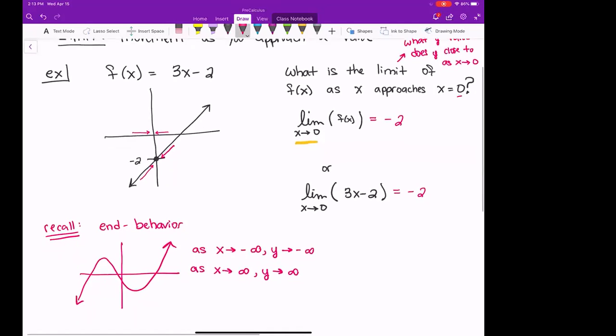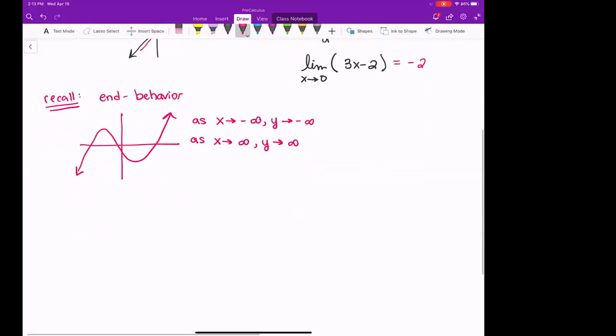Next, I'm going to look at a piecewise defined function. So what if I had something like f of x equals 3x minus 2 for every value except for when x equals 0. But then when x does equal 0, let's say that that value is 4.